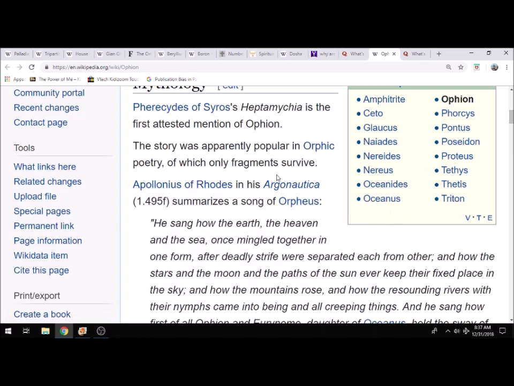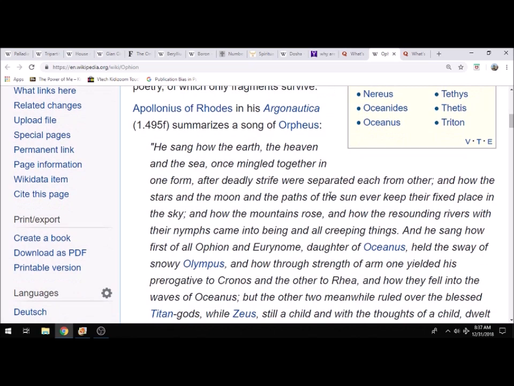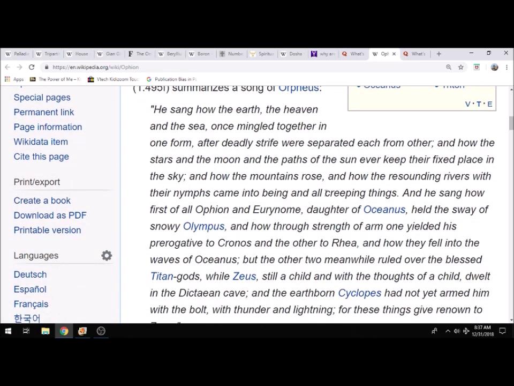Apollonius of Rhodes, in his Argonautica, summarizes a song of Orpheus. So this is Orpheus here. He's saying how the earth, the heaven, and the sea once mingled together in one form, after deadly strife were separated from each other, and how the stars and the moon and the paths of the sun ever kept their fixed place in the sky, and how the mountains rose, and how the resounding rivers with their nymphs came into being, and all creeping things.